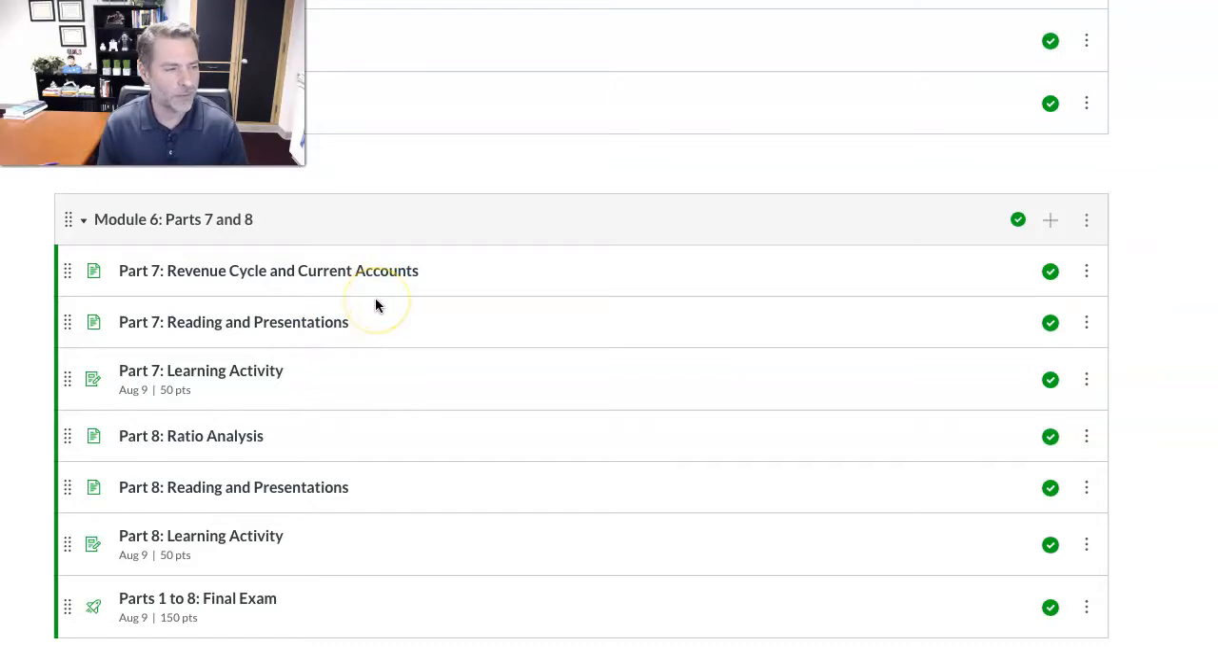So we're going to be doing revenue cycle this week. Incredibly important. Can be a little boring, but it really is super important. So you're going to learn about revenue cycle. And then also some ratio analysis. And that is pretty cool stuff too, with ratio analysis.